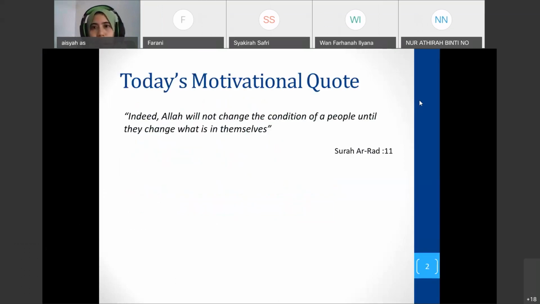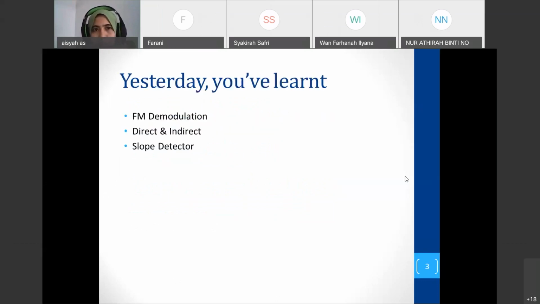And today's motivational quote is, indeed, Allah will not change the condition of a people until they change what is in themselves, from Surah Al-Ra'd, ayat 11.